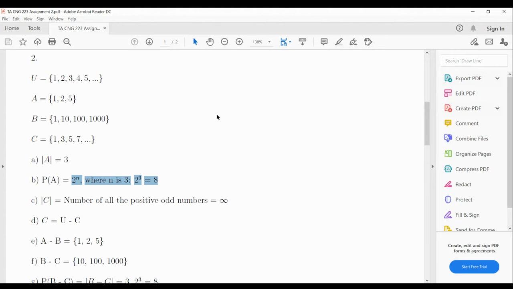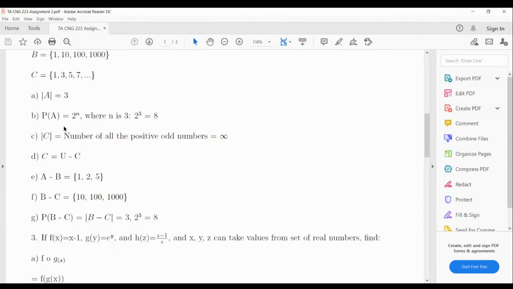But the power set is not a number like this. It is a set itself, which contains all the possible subsets of A. So be careful about that.